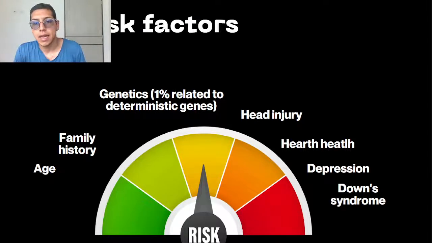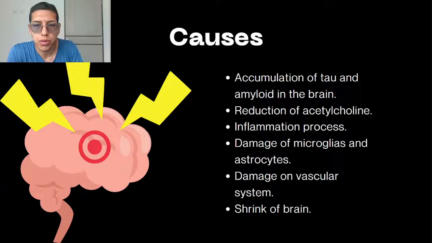Head injury is also related with Alzheimer's. Heart health also has a connection, and there are some papers that talk about the connection between the brain and the heart, and how the health of both is linked. And well, depression and Down syndrome are also risk factors, and that is because Down syndrome also produces these amyloid plaques.